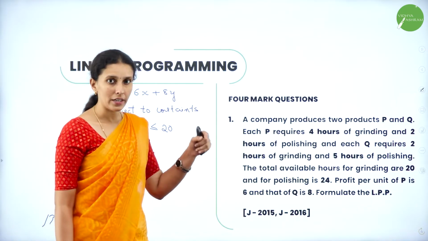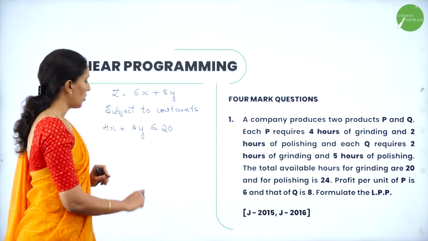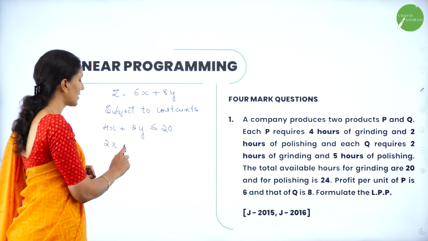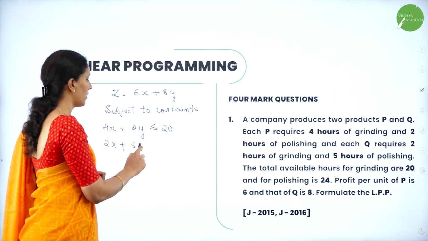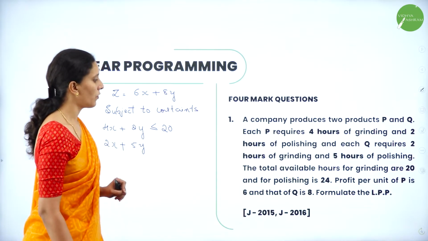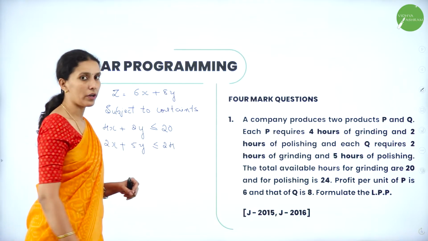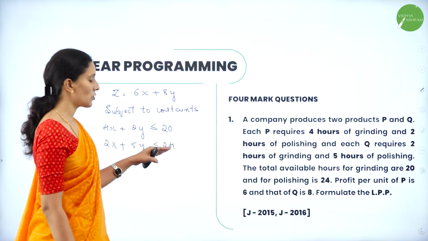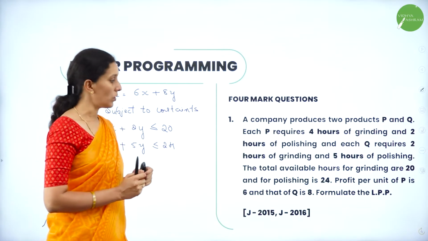Next, let us write the linear inequation for polishing. We need 2 hours for x and 5 hours for y, that is product Q, and the maximum availability of hours for polishing is 24. Therefore it is less than or equal to 24. The maximum it can take is 24. Hence the consumed hours must be less than or equal to 24.